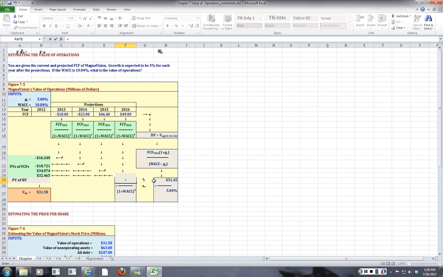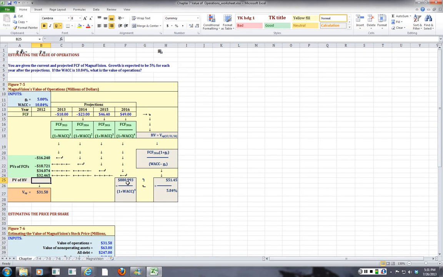So let's just do that here. We're going to take that $51.45 and divide that by 0.0584. And let's see what that gives us, and it gives us 880.993, and that's the value of the operations going forward, the horizon. Now that's the future value, I should say. Now we have to come up with the present value, and as we did before, we've got to take the present value, as we did for those numbers up here.